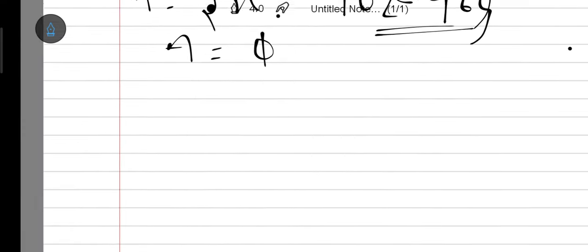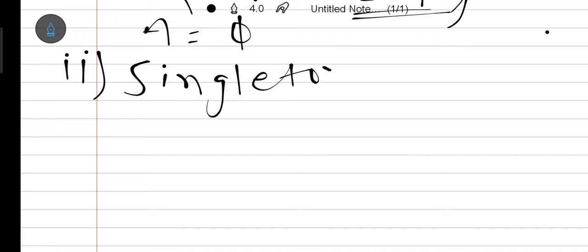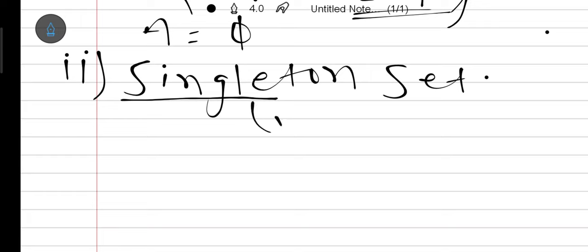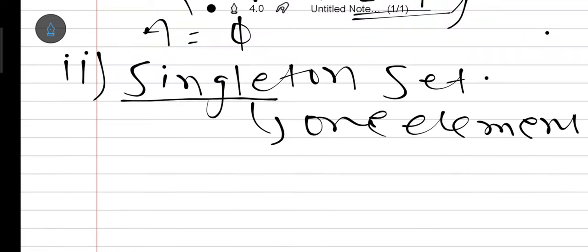Now second in the row comes the singleton set. What is it? This word singleton defines itself: single. You might also be single in your lives. So single means only one. There is only one element present in the set.